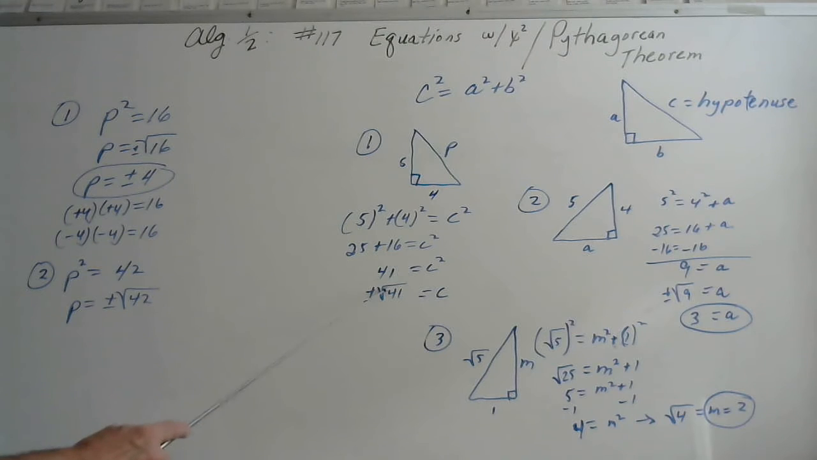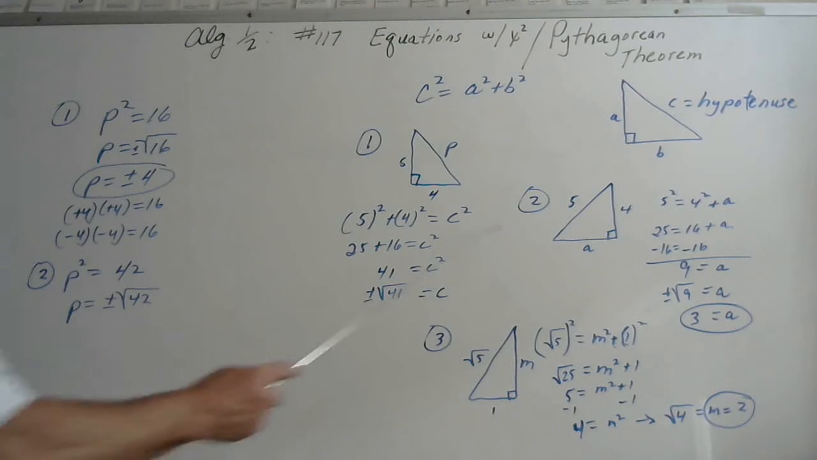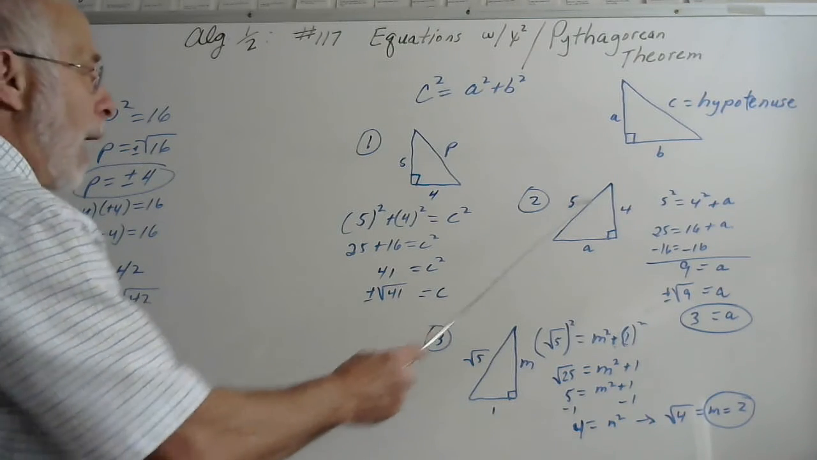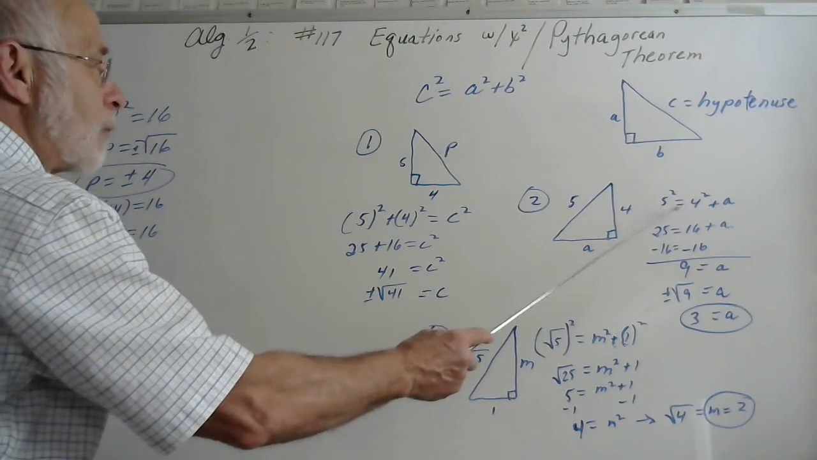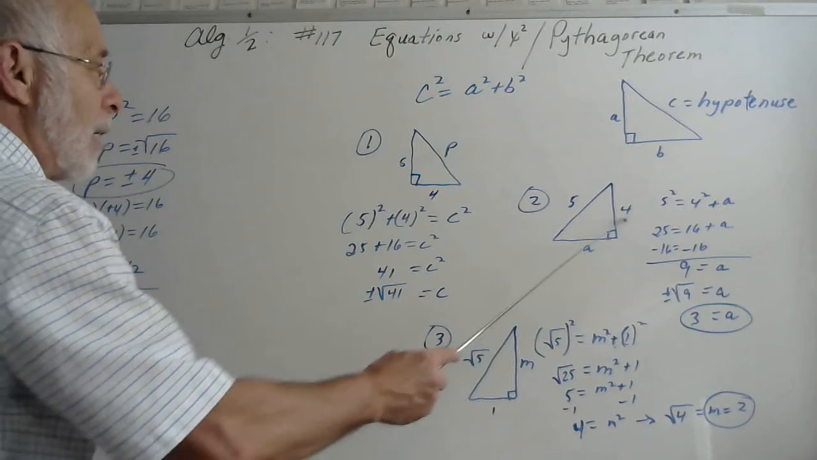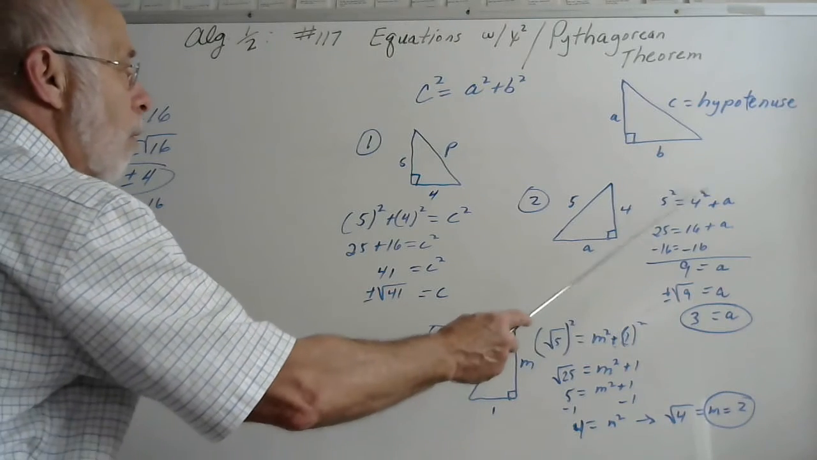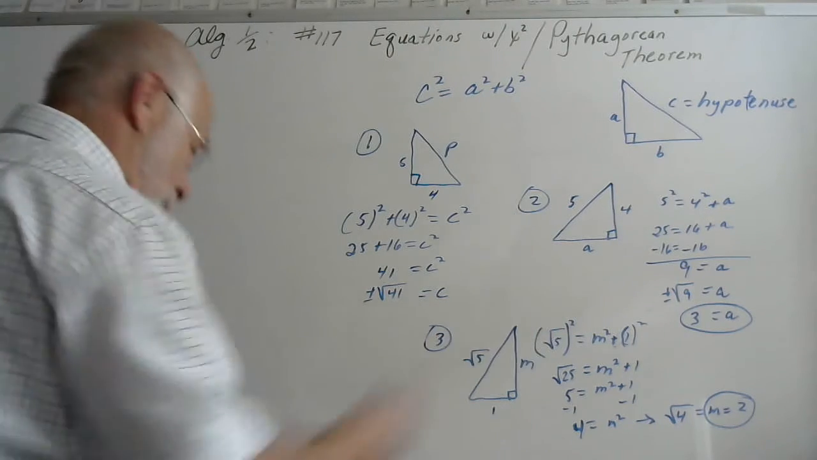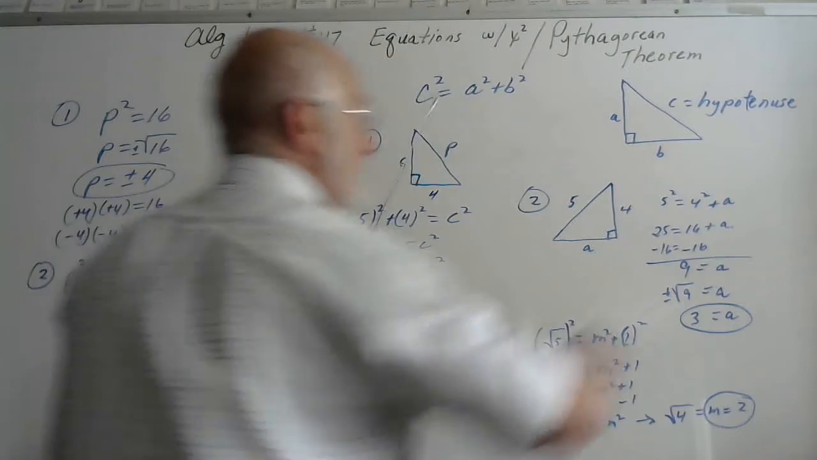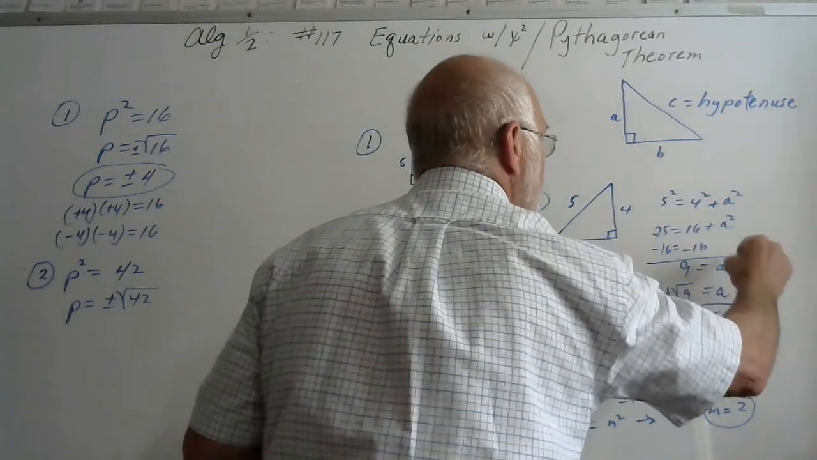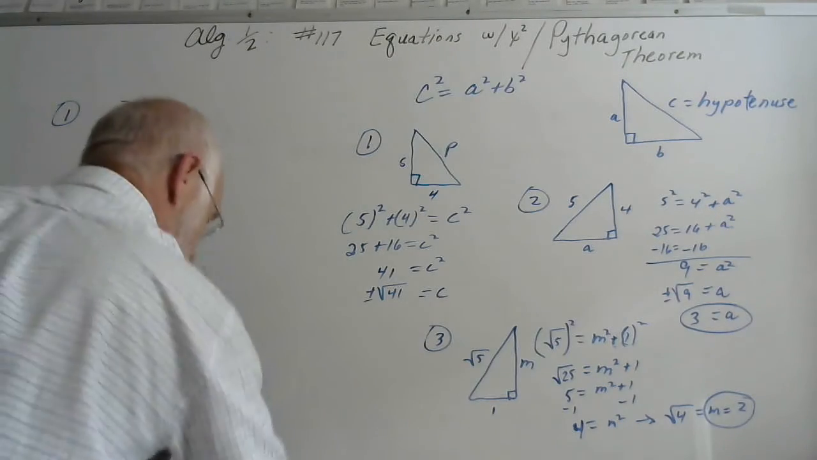I bring my square root over here. It's plus or minus the square root of 41. You leave your answer as that. You circle it. Second example. My hypotenuse is 5, so I go 5 squared equals, doesn't matter which letter I use, 4 squared plus, whoops, I forgot my squared there. That should be A squared. Sorry. Squared, squared, squared. Okay.